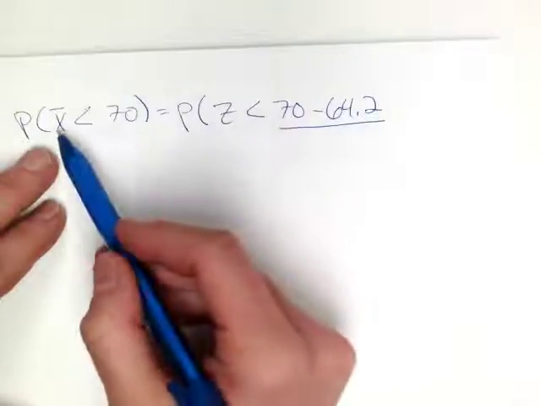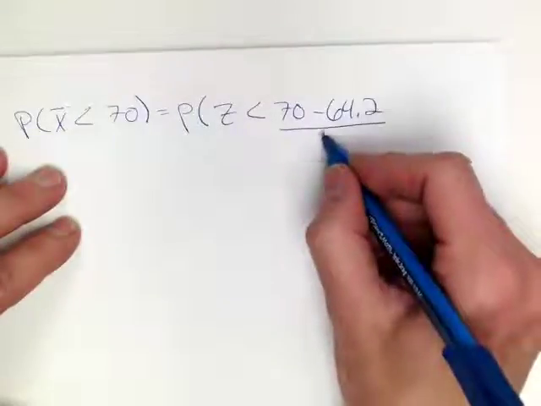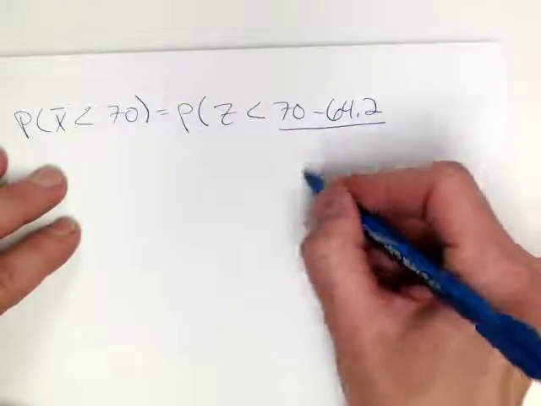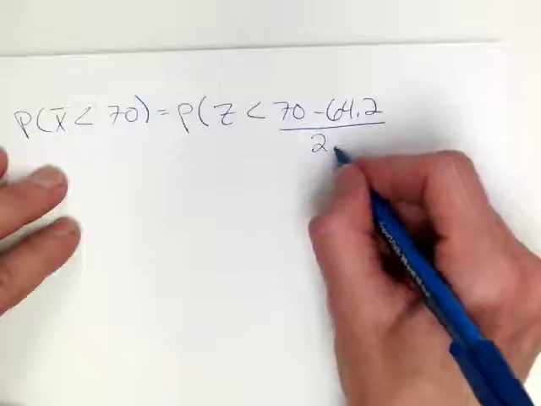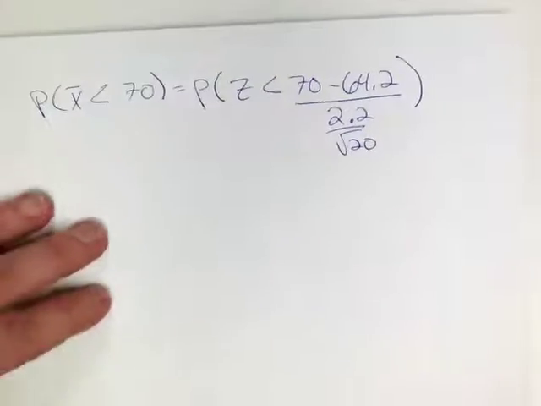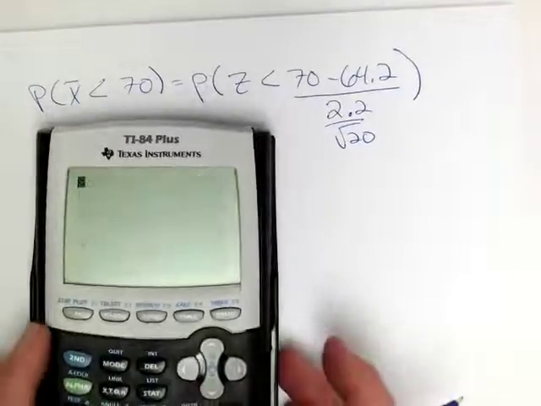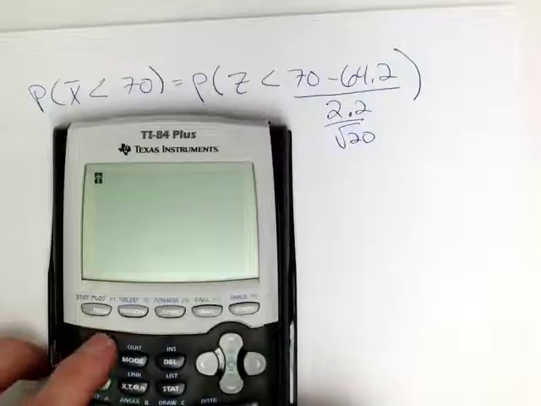This is now the population for sample means given sample sizes of 20. So I want to divide by the standard error of the mean, which is 2.9 over the square root of 20. I can go ahead and put that in the calculator. I want to use my normal CDF.